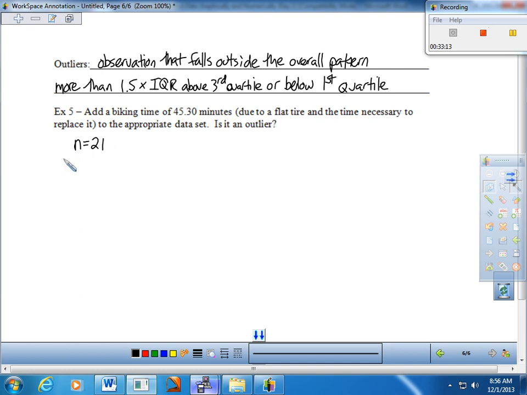And just one thing I would note here: because I added another biking time, the median, the quartiles, the IQR, all of that changes. We're not going to go through the calculations again. I did it for you. I do want to be very clear that if I add another value here, then obviously that's going to change the median, and hence it's going to change these other representations as well. I'm going to give you the necessary info, and then we'll go from there.